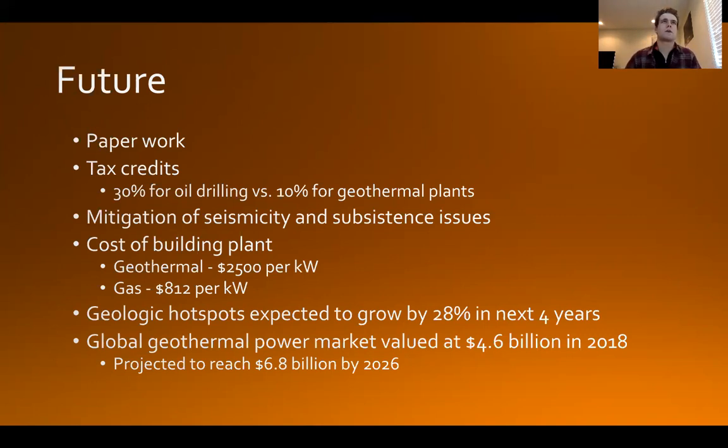But as far as environmentally friendly sources of energy, geothermal definitely has its competitors beat. It's just a matter of the seismicity and subsidence issues, and then also getting that cost down or getting some help from governments through subsidies.